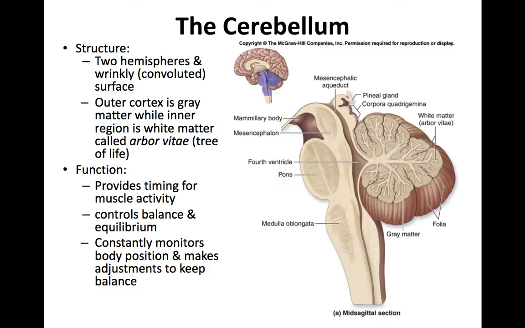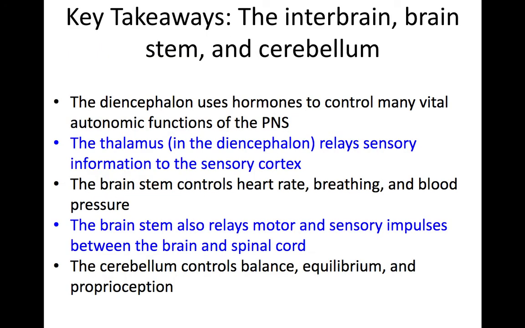Okay, here are your key takeaways on the interbrain, the brainstem, and the cerebellum. The interbrain also being called the diencephalon. First of all, the diencephalon uses hormones to control many vital autonomic functions of the peripheral nervous system. The thalamus is part of the diencephalon and it relays sensory information to the sensory cortex. The brainstem controls heart rate, breathing, and blood pressure. And the brainstem also relays motor and sensory impulses between the brain and the spinal cord.